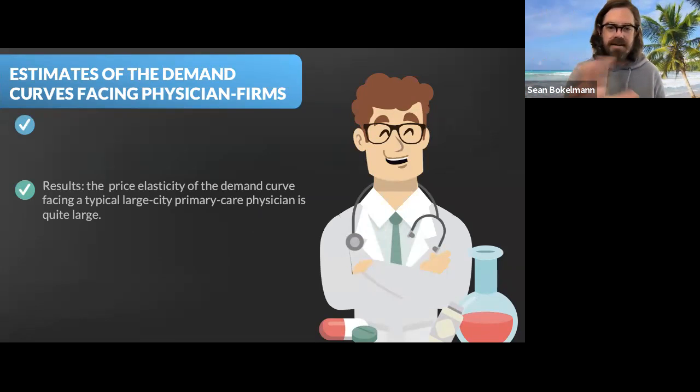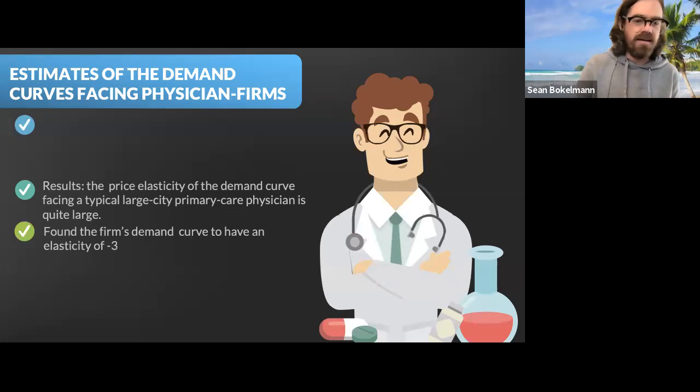And I'll put some bullet points in, so that you can have it in the notes on Canvas. But the results of this, something that's not surprising, they found that the price elasticity of demand facing a typical large city primary care physician is pretty large. And they estimated it to be -3. So bigger than 1 in absolute value, right? So we're talking about a relatively elastic demand curve.